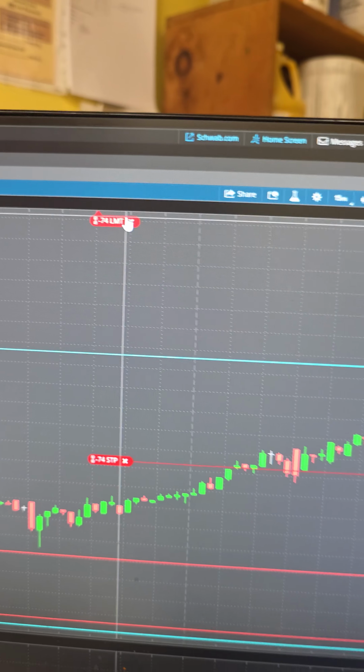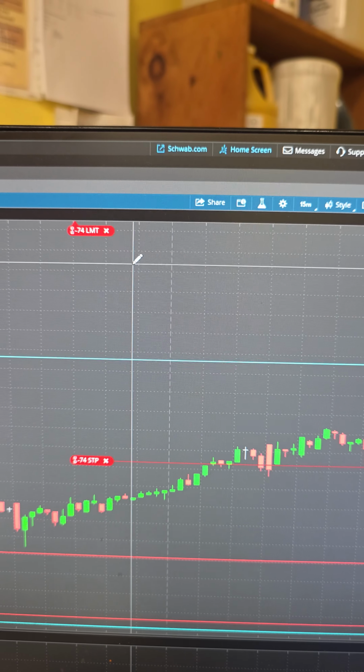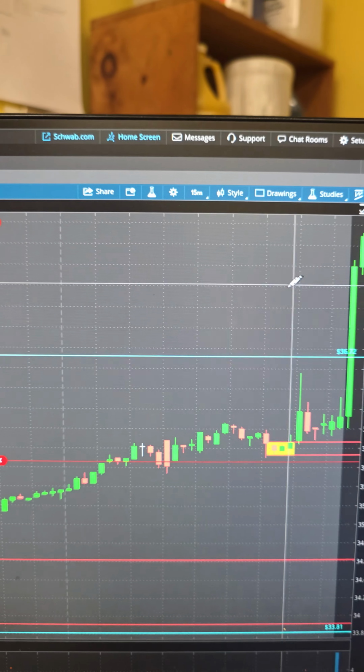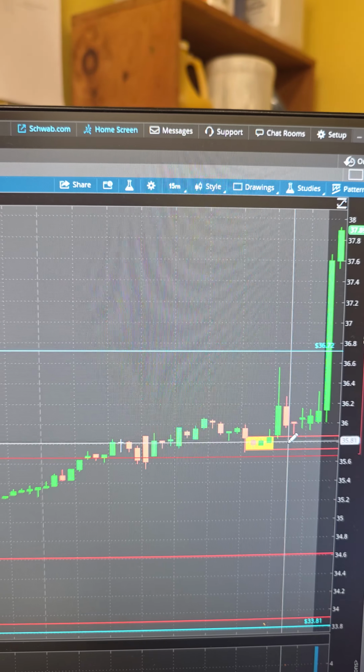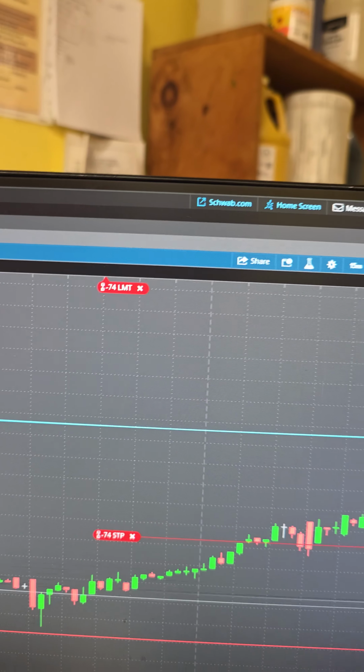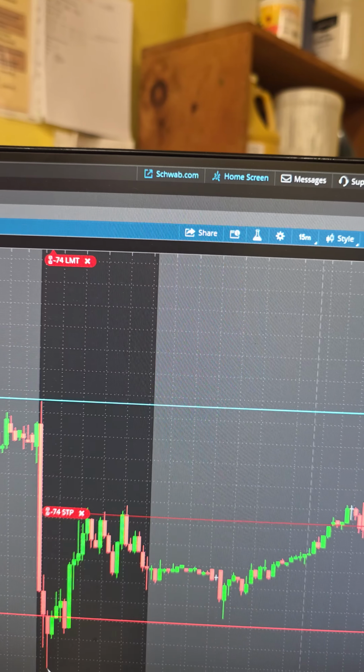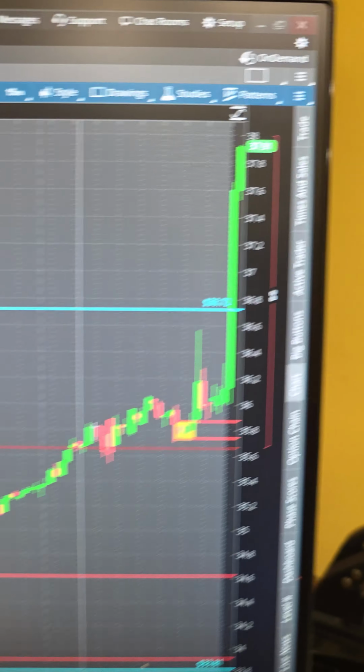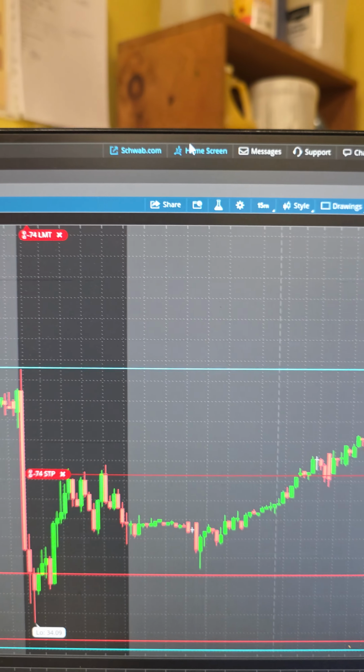OCO bracket order cancel order, which means the computer is actually doing the trading for me. If my price turns around and falls outside of this zone, I'll be stopped out. Once the price goes into my supply zone, then it'll pretty much sell itself.